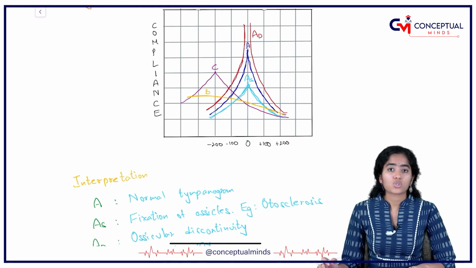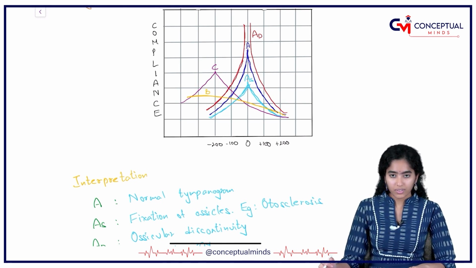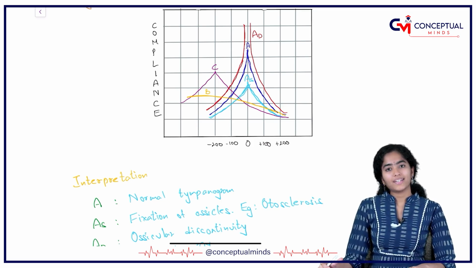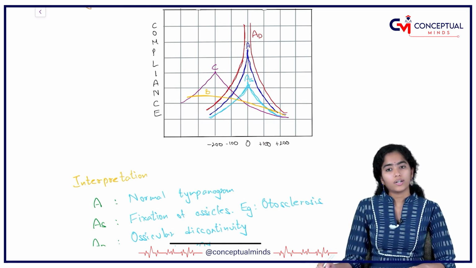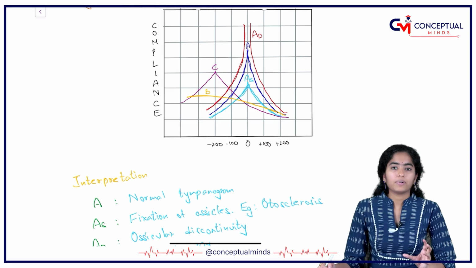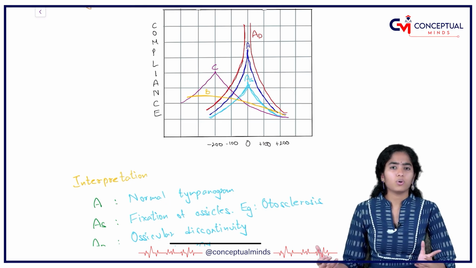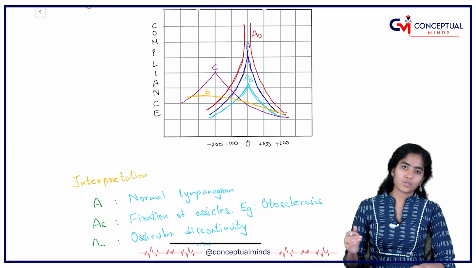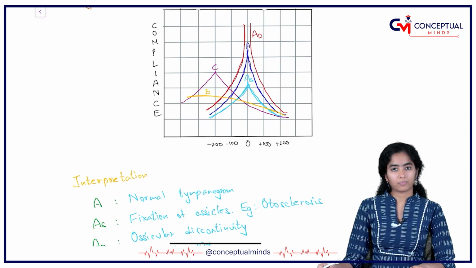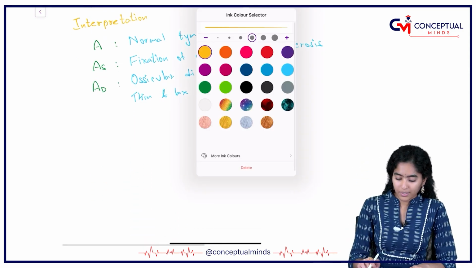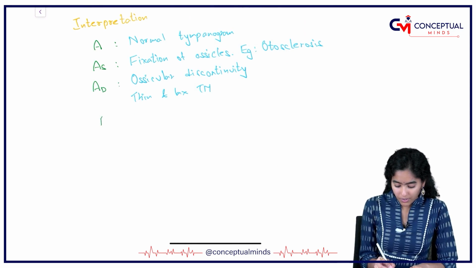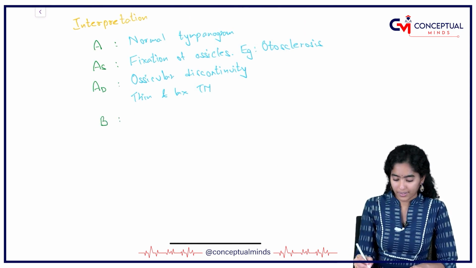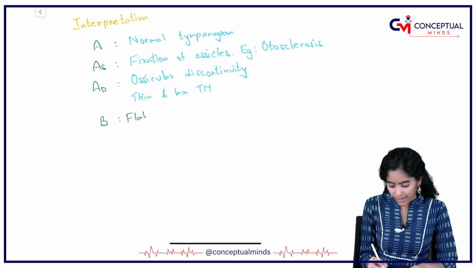When will the compliance not change with pressure? When the tympanic membrane is very thick or when there is fluid in the middle ear. When there is fluid in the middle ear, whatever you do from outside, there won't be much change because the fluid does not allow these pressure changes to be transmitted to it. So, a B type graph is observed, which is a flat or dome shaped graph.